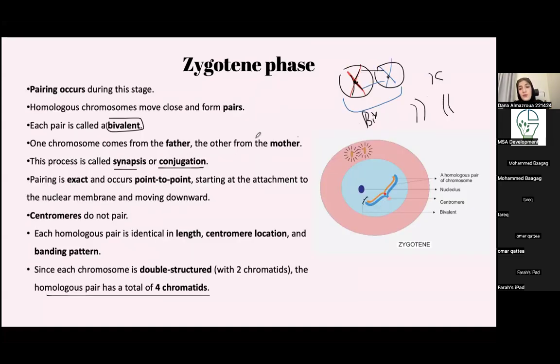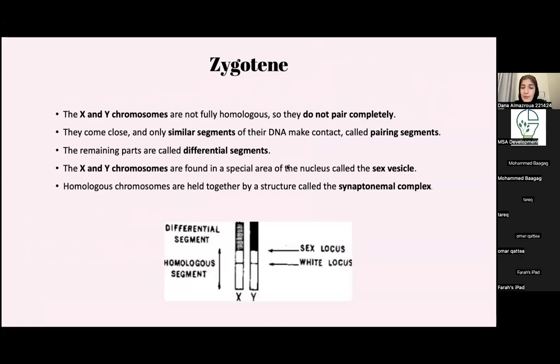Now that was the case for all the autosomal chromosomes, meaning the 22 pairs of chromosomes that I showed you in the karyotyping. Now, what happens to the X and Y chromosomes? Because now we know for a fact that the X chromosome is different than the Y chromosome. So how are they going to pair when we said the pairing occurs point to point, and they're very similar structures? Now, when it comes to the X and Y chromosomes, we have different segments in each one of them. So the similar segments which can pair is what we call the pairing segment.